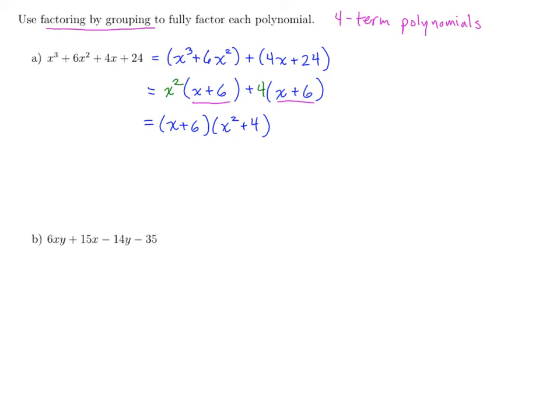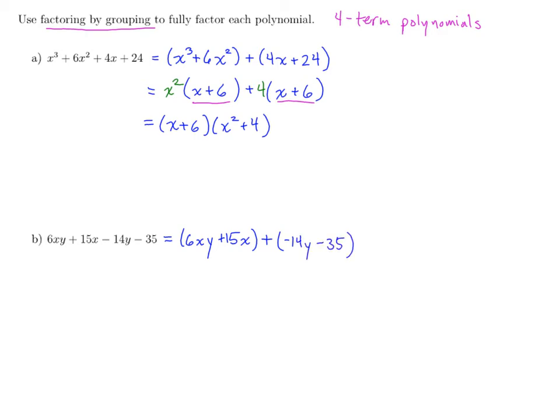All right, for our second example, we have 6xy plus 15x minus 14y minus 35. Again, a four-term polynomial. And in using factoring by grouping, we're going to group this into two groups of two. In general, it's easiest if we're adding these two groups of two. So when I group it, I'm going to group these first two: 6xy plus 15x, with parentheses. Now, because I'm using the associative property of addition, which doesn't work in the same way for subtraction, I'm going to put addition in between there, and now I'm going to add negative 14y minus 35.